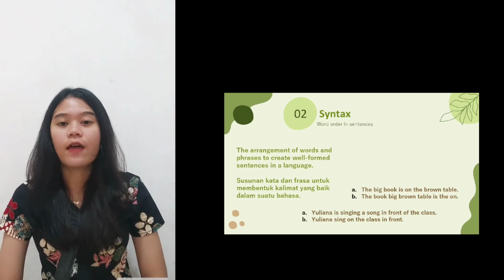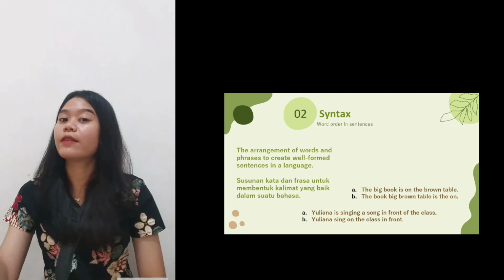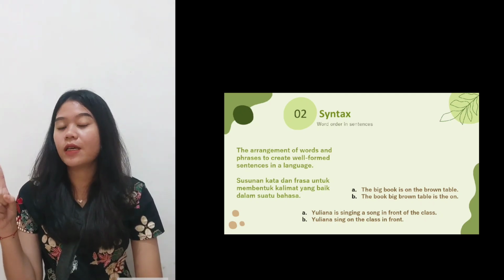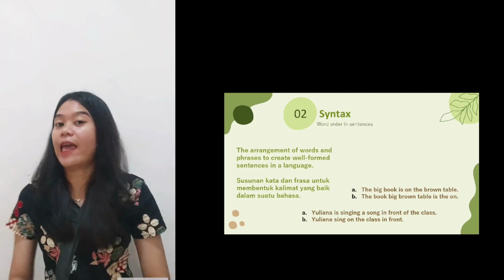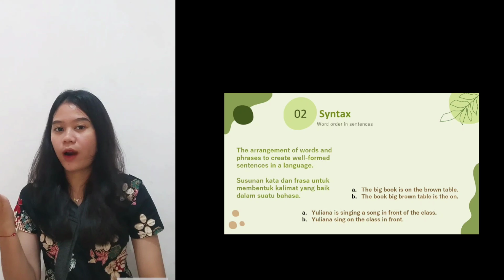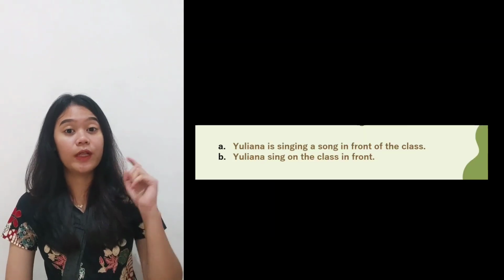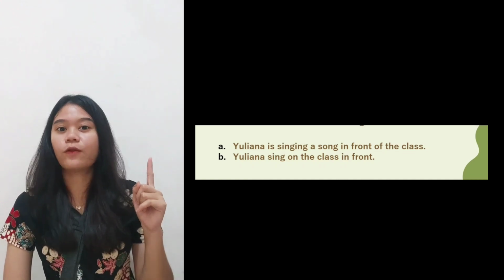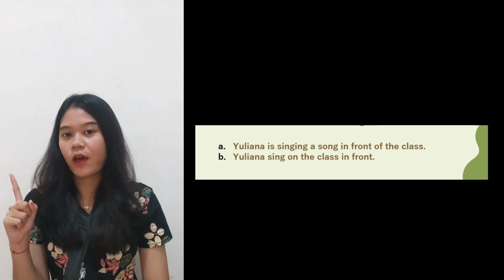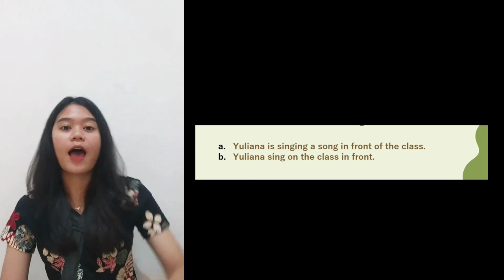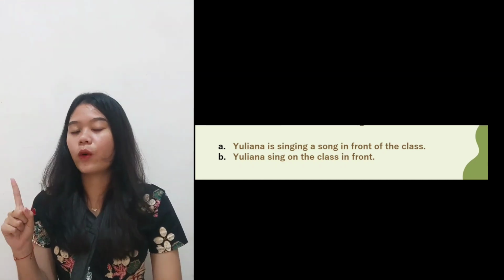For example, the big book on the table. The book big table the on. This one is the correct one, and this one is the wrong one. Another example is Juliana is singing a song in front of the class. Juliana sing on the class in front. This one is the correct one, and this one is the wrong one.